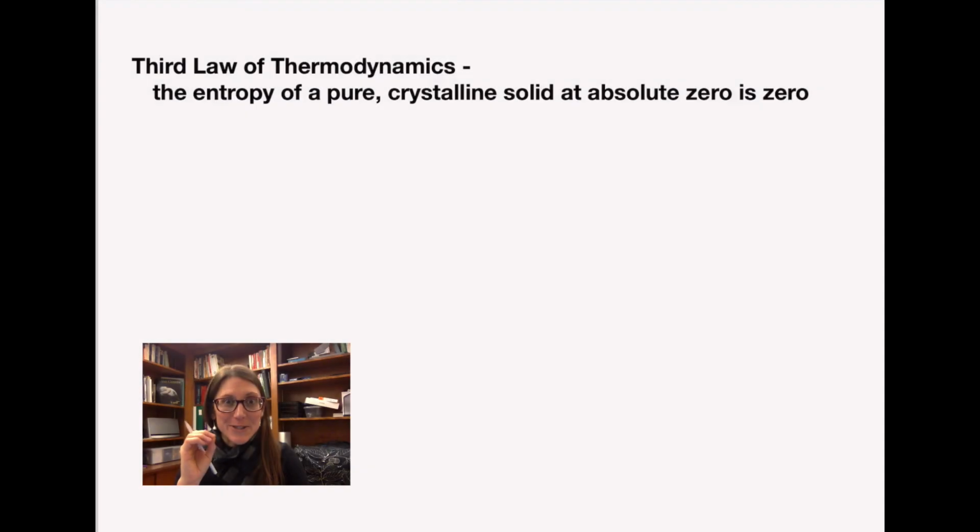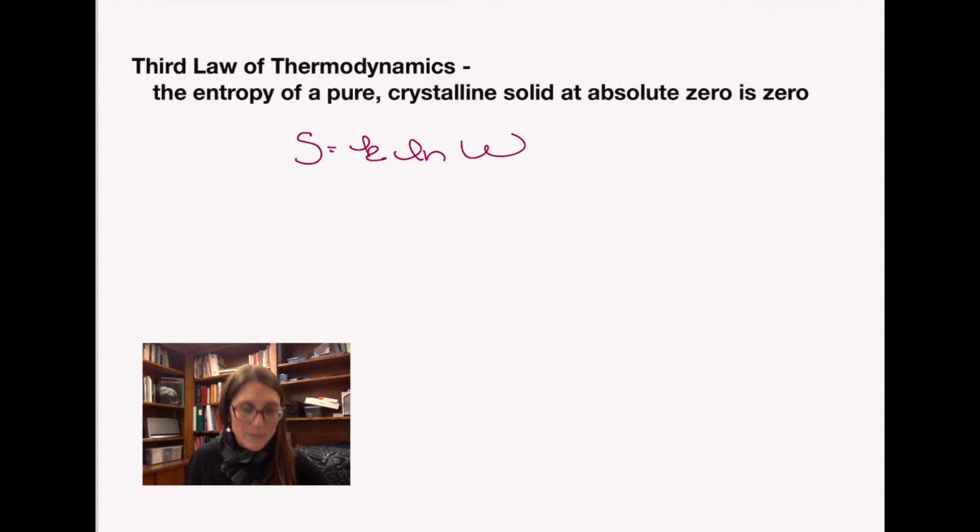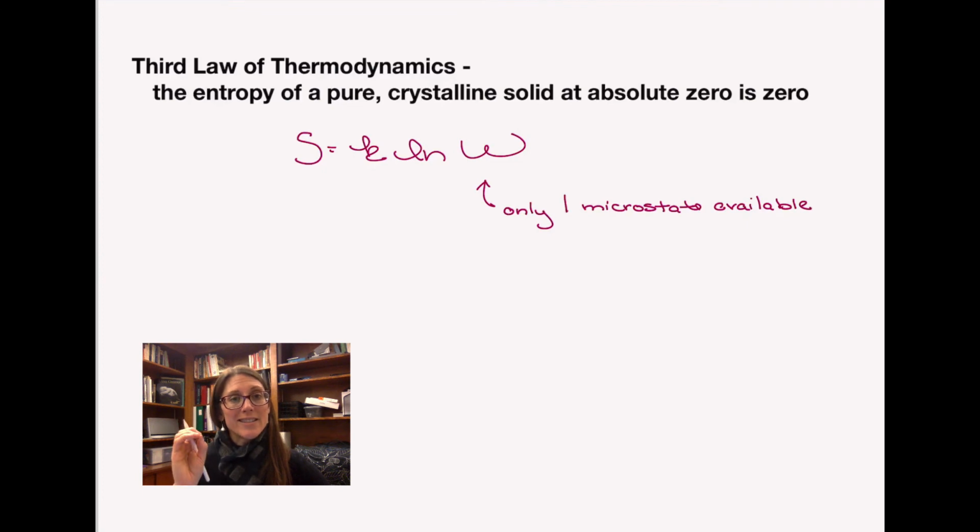Let's return to theory for just a moment. The first law of thermodynamics was conservation of energy. The third law of thermodynamics says that the entropy of a pure crystalline substance will be zero at absolute zero. So let's figure out what this means. Since entropy is S equals k ln W, to have an entropy of zero, you need to have 1 microstate, because the natural log of 1 is 0.